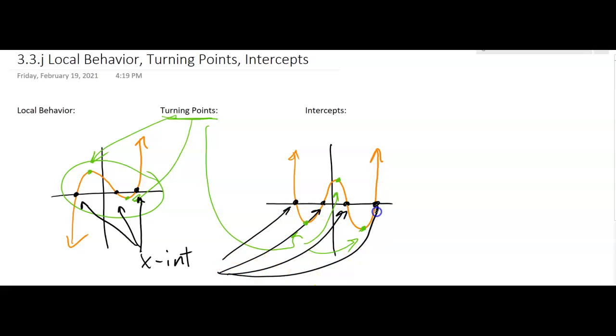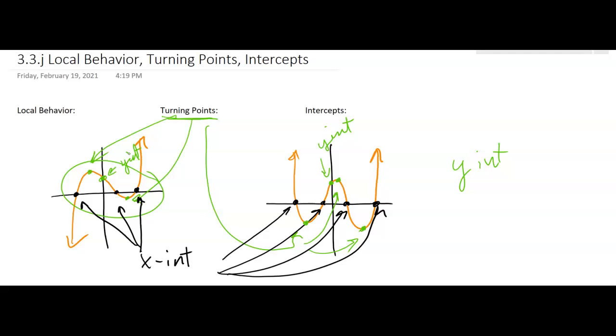Okay, and then one other thing we have, I'll go back to green, is y-intercepts. So what are the y-intercepts? Well, it's where it crosses the y-axis. So like right here, that would be a y-intercept. And this one right here, that would be a y-intercept. Because these are functions, you only get to have one y-intercept. You could have a lot of x-intercepts, but you only get one y-intercept. Okay? At most.